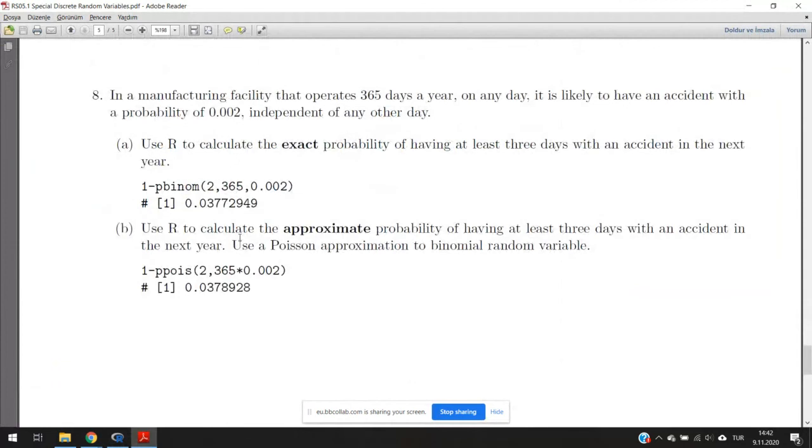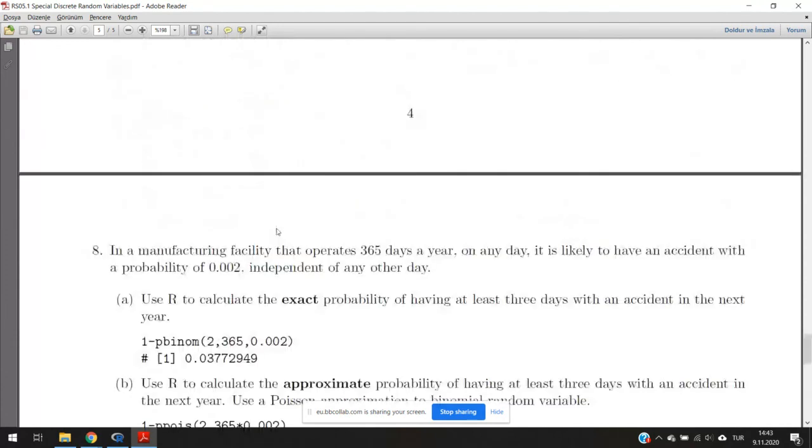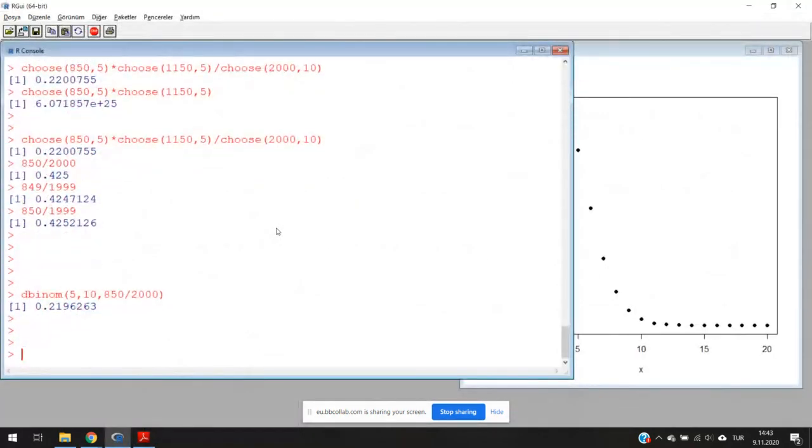All right, so in this last question, we are going to solve a question related to Poisson approximation to binomial. It says in a manufacturing facility that operates 365 days a year, on any day it is likely to have an accident with a probability of 0.002, independent of any other day. But this probability is very small. Now let me summarize the facts of this question.